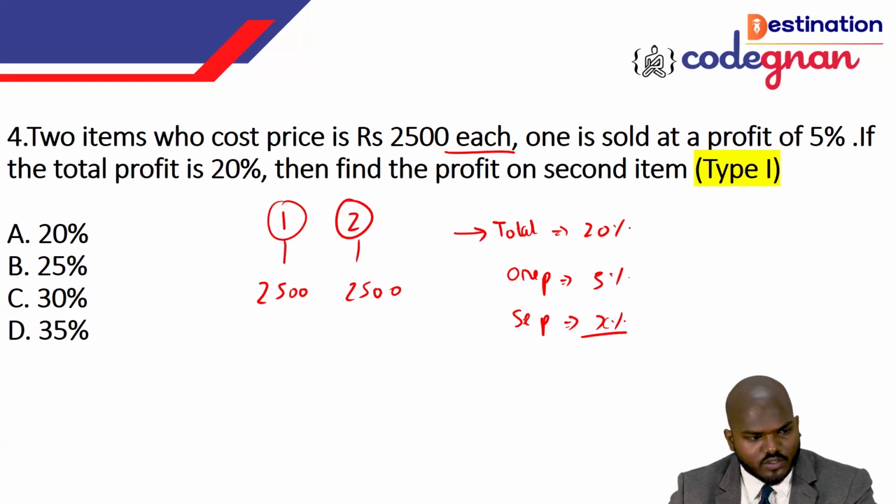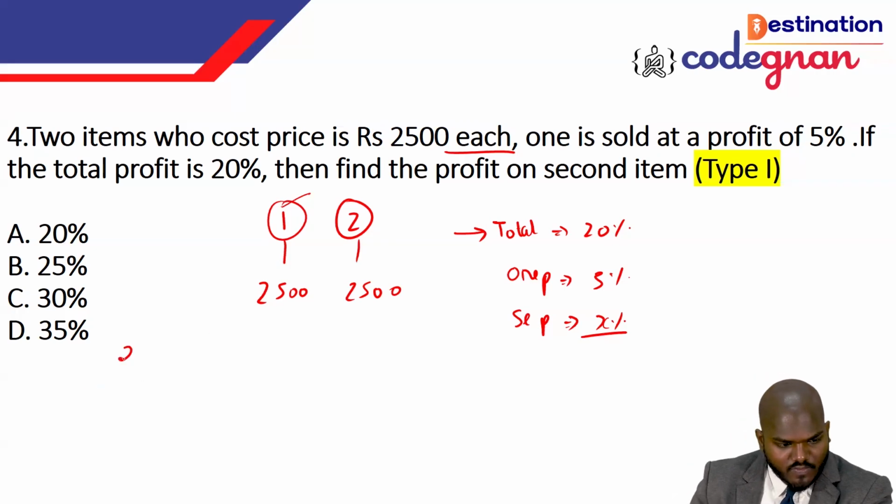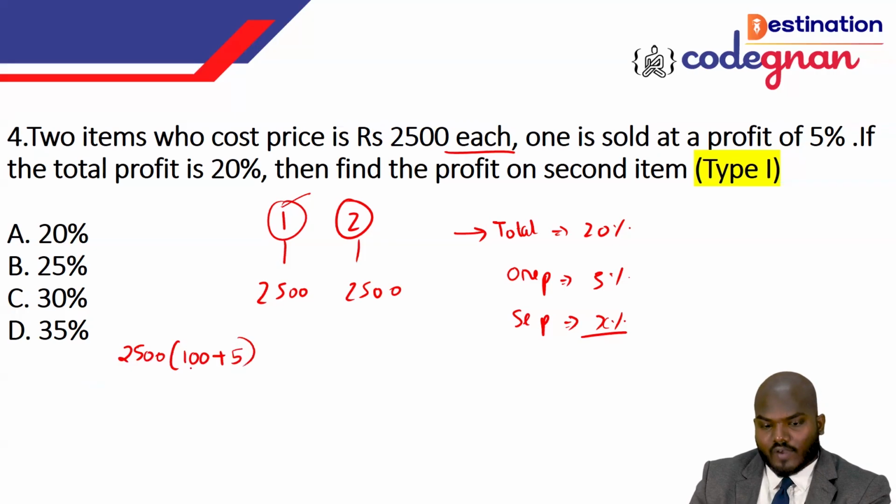Okay. So according to this question, each product will make you 2500 rupees. One product is sold at a 5% profit. You can call that initially 100. So I can say that there is 2500 of 100. This is one product, and it is getting a profit of 5%. So I am calling it by 100.